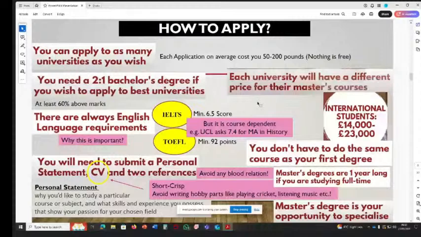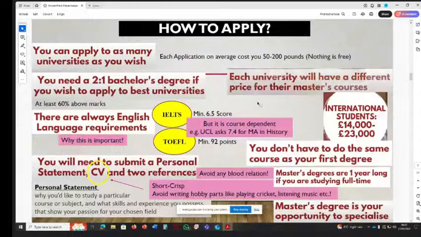Now, you don't have to do the same course as your first degree. For example, if you are currently pursuing physics honors, you can go for chemistry honors easily in your master's. Or if you want a more specialized course, suppose physics honors in bachelor's, you can go for an astrophysics master's or something. In chemistry, you can go for medicinal chemistry, industrial chemistry, or other more specific courses in your master's. There is an option.